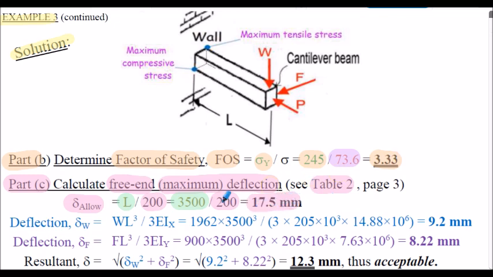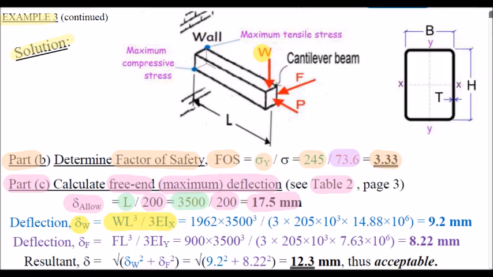So evaluating the deflection due to load W, the formula from our previous slide would be WL cubed upon 3EI. Again, note the deflection due to W is about the XX axis here. So inserting our values for W, for L, for E, and for I about the XX axis, that's 9.2 millimeters.